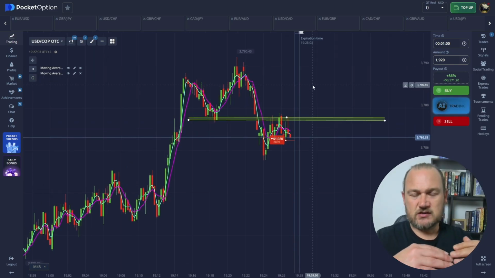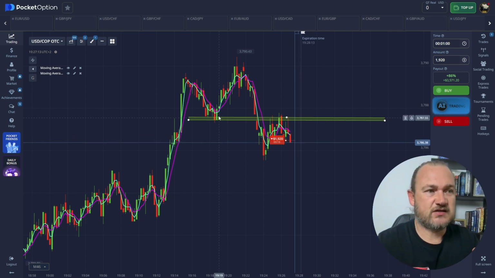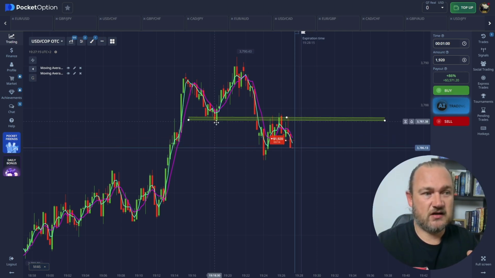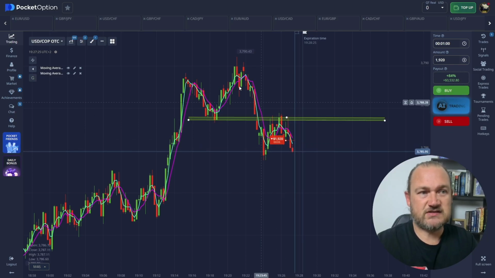Remember the definition of a trend. A bullish trend is price making higher highs and higher lows, and a bearish trend is price making lower highs and lower lows. So we had a low here. This was a higher low. We can see price was moving upwards. So this was a higher low, but this was a lower low, and then we formed a lower high as well. So this is, technically speaking, a bearish trend at the moment.